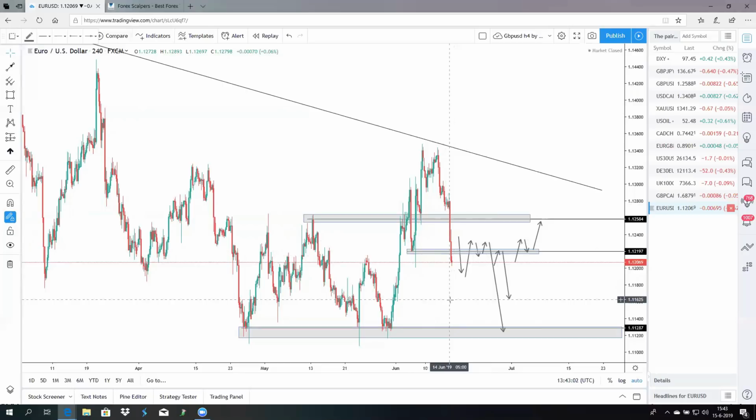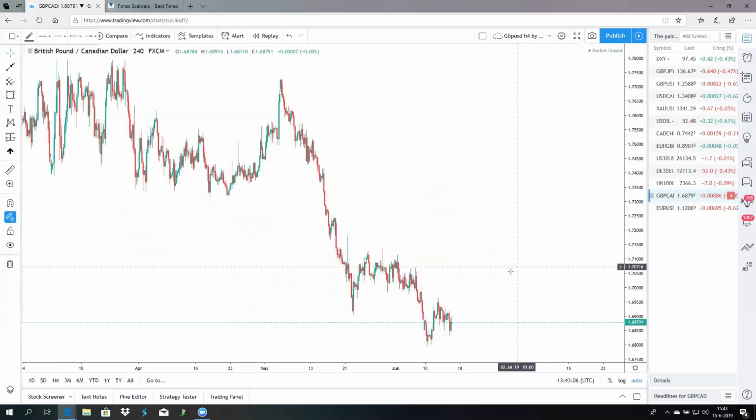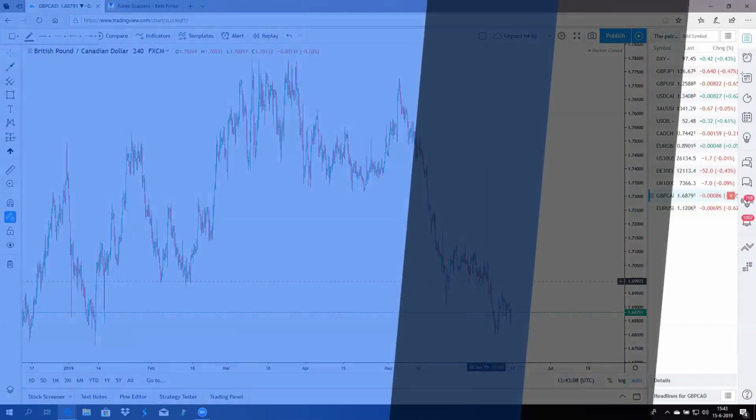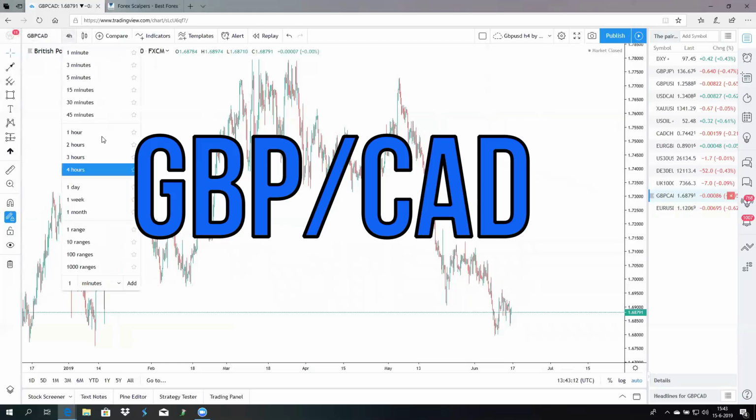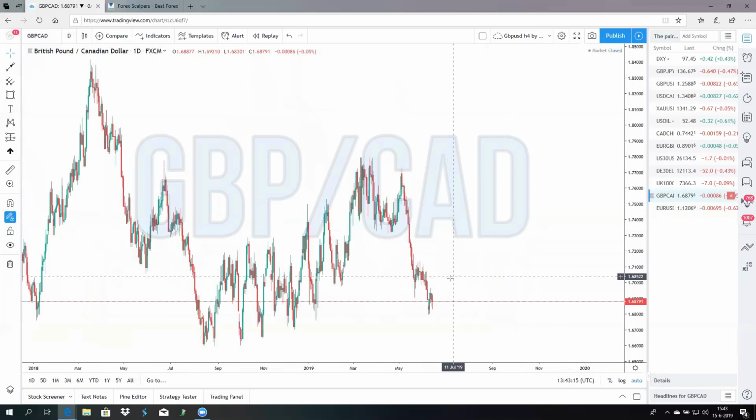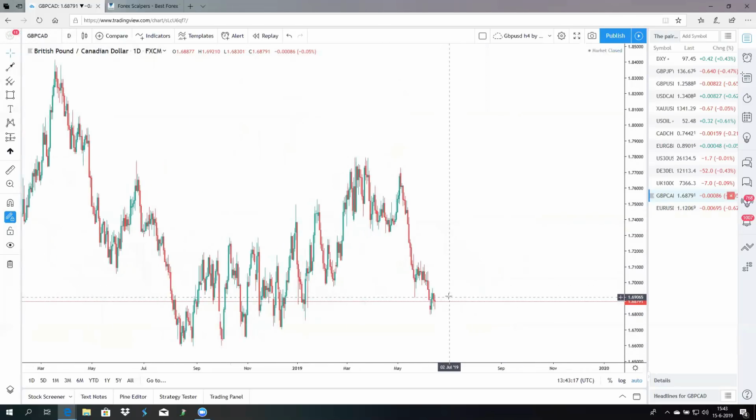I have another pair for you guys, GBPCAD. Not a pair that I trade a lot, but it's nice. It's an aggressive pair, so keep that in mind. We will look to the daily as well. We start from the daily time frame. As you can see, also a lot of bearish momentum on this pair. You see a high traffic area right here.